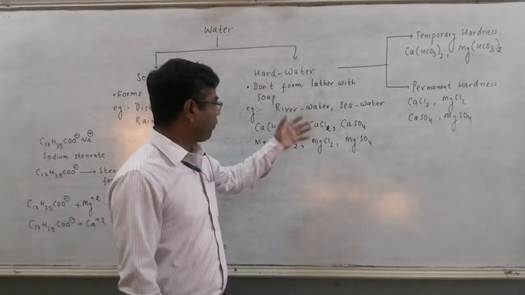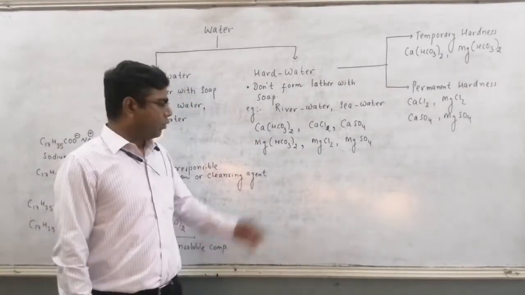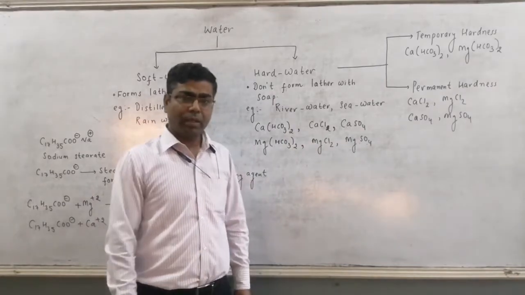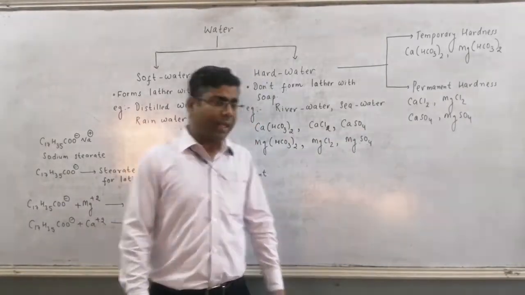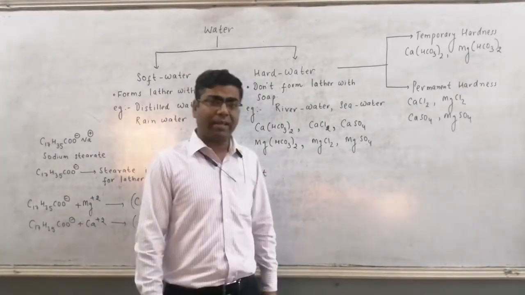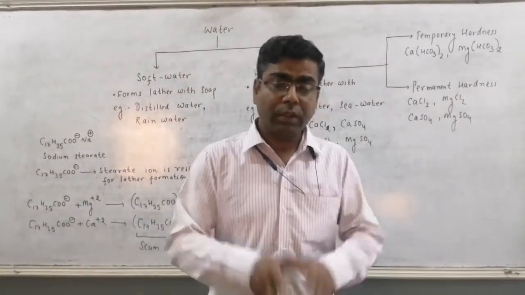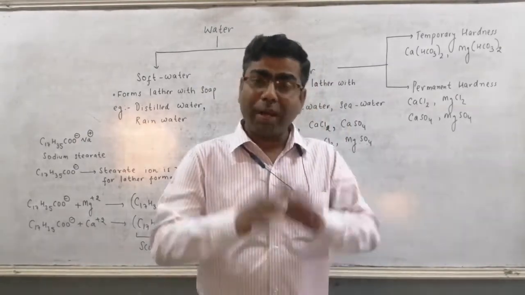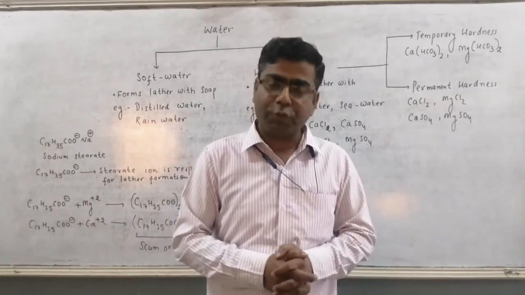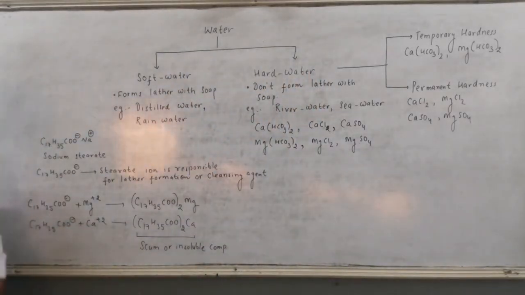But in presence of hard water, we will be having Ca+2 ion produced from calcium bicarbonate. It can be Ca+2 ion produced from CaCl2. It can be Ca+2 ion produced from calcium sulfate. It can be Mg+2 ion produced from magnesium bicarbonate. It can be Mg+2 ion produced from magnesium chloride, or it can be Mg+2 ion produced from magnesium sulfate. The presence of Ca+2 ion or Mg+2 ion interferes with the cleansing property of soap. Now what happens? In presence of hard water, we will be having Mg+2 ion and Ca+2 ion.